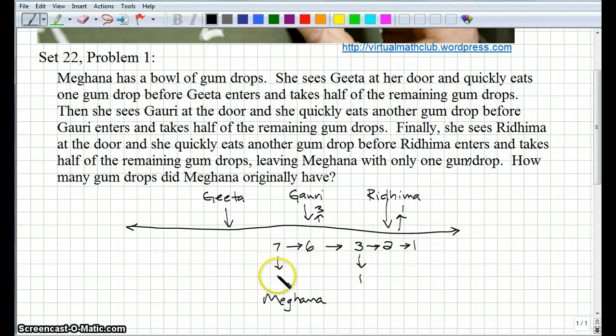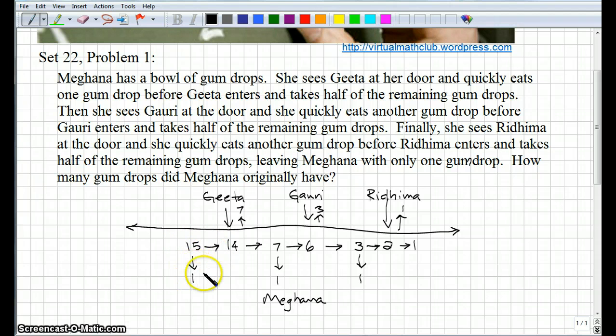And here's Meghna eating one. Alright? Now we know that she had given half to Gita, so she must have gotten 7, and so she must have had 14, okay? So she had 14, she gave 7 to Gita, and she had 7 left. She ate 1, then she had 6, she gave 3 to Gari, and she had 3 left, and so on, okay? And then we know too that right before Gita entered, she ate 1, right? So she must have had 15 to begin with, alright?